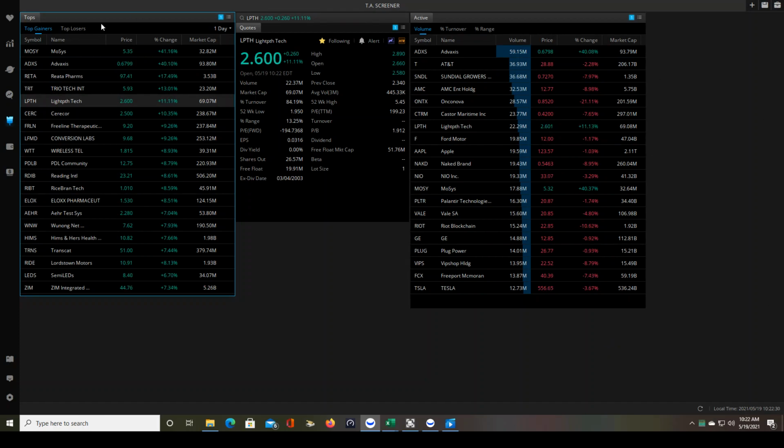So yesterday I showed you how to set up the screener. Right now we are looking at Webull 5.0 on my desktop. I have this open on my laptop, that way I don't have to flip back and forth through my charts and this screener.